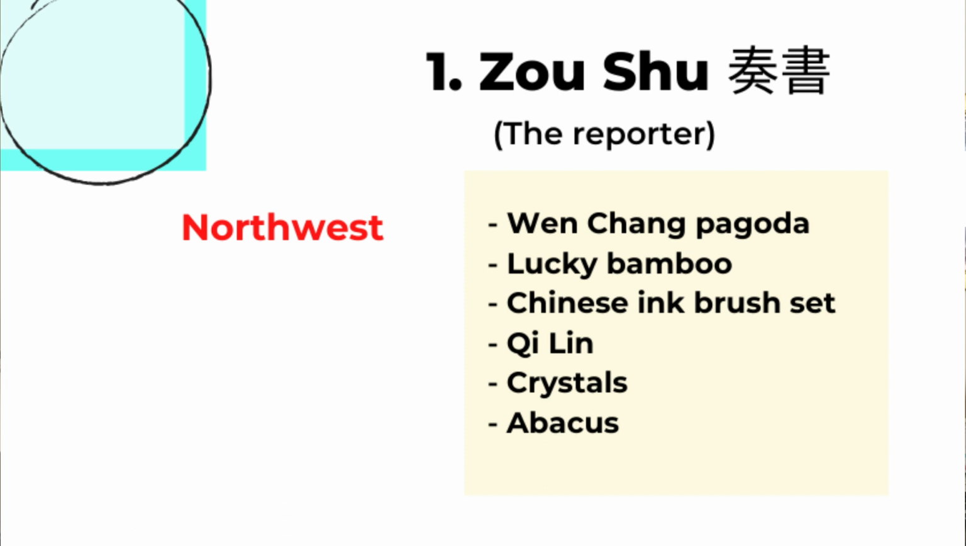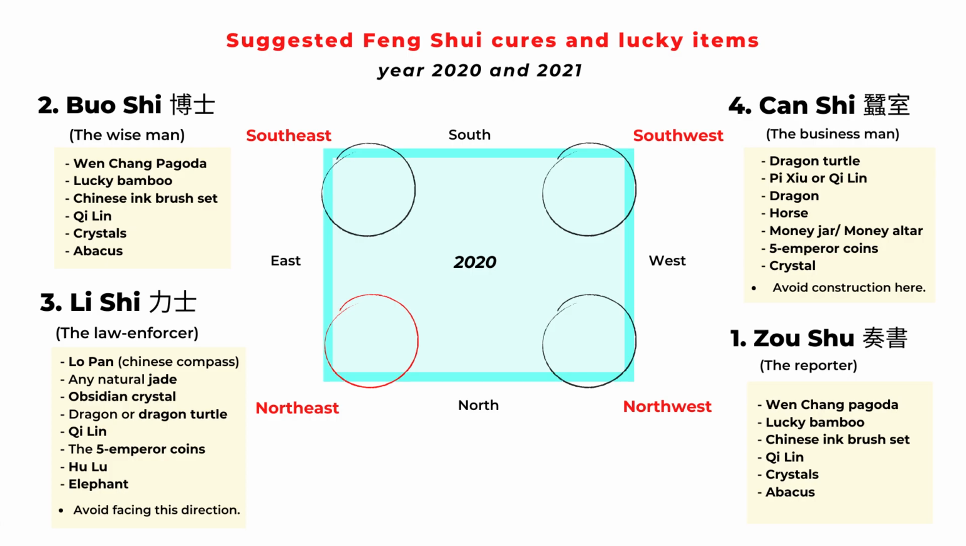The traditional Feng Shui enhancers for wisdom, intelligence, popularity, and fame include the Wenchang Pagoda, Lucky Bamboo, Chinese ink brush set, qilin, crystals, and abacus. So you can display any of these items in the northwest and southeast. And for the northeast, that's the 立士 or the law enforcer. This is a more negative area that can cause problems, accidents, injury, illness, and other troubles.